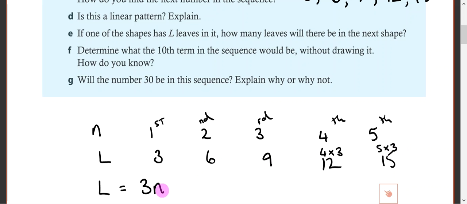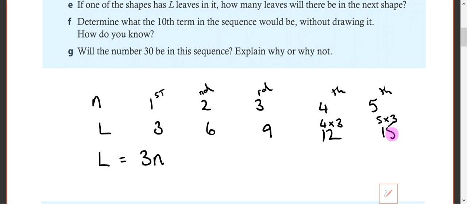So 3n, why did I put 3n instead of n3? Chrissy? Well done. You have to put what you know first. And 3 is a known thing. n is a variable at the moment.